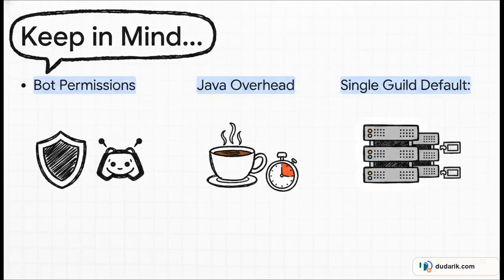Now, just a few practical things to keep in mind. First, and this is absolutely crucial, your Discord bot needs the right permissions on the server. If it doesn't have permission to send messages, well, the send_message tool is just going to fail. Makes sense, right? Second, since it's a Java app, that very first startup might take a few seconds, but it's nice and warm after that. And finally, just remember that if you want to work across multiple servers, you'll have to specify the server ID in each of your tool calls.